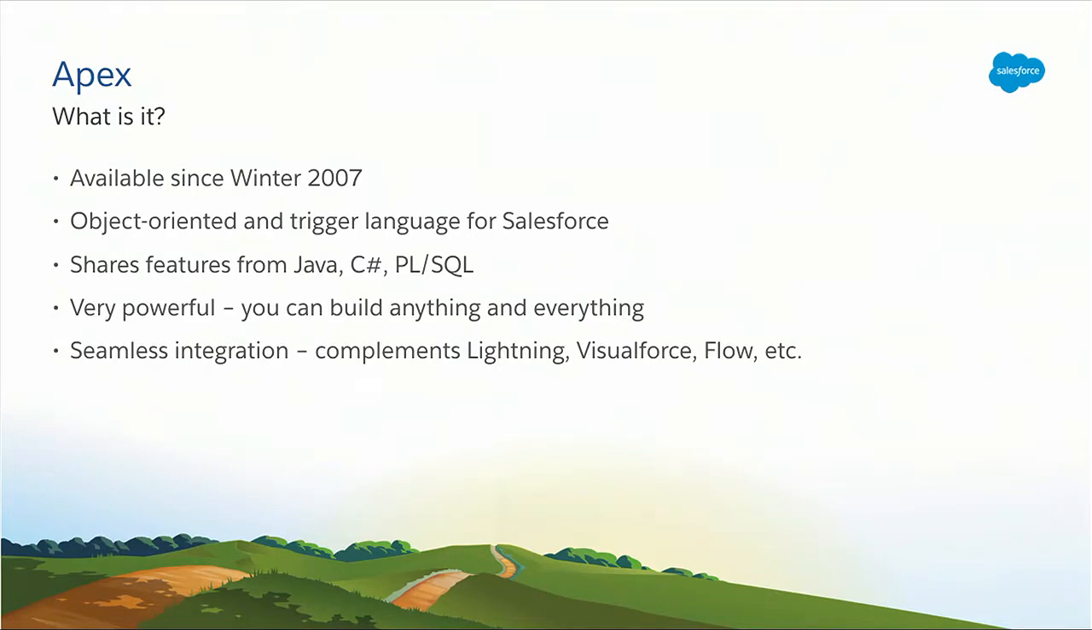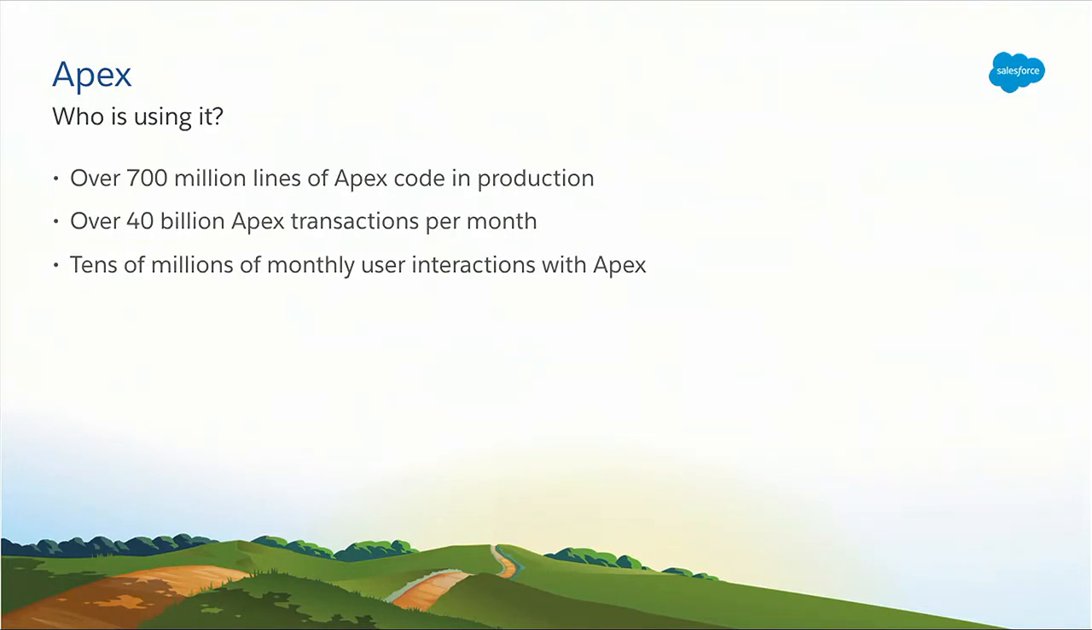Now, Apex is really, really powerful. You can build anything and everything with Apex. And it offers seamless integration with every other technology that we have on the Salesforce platform, like Lightning, Visualforce, and Flow. How prevalent is Apex? My clicker has stopped working, so I need to go over here. So who is using Apex? We have over 700 million lines of Apex code in production and over 40 billion Apex transactions per month. So as you can see here, Apex is really, really popular.